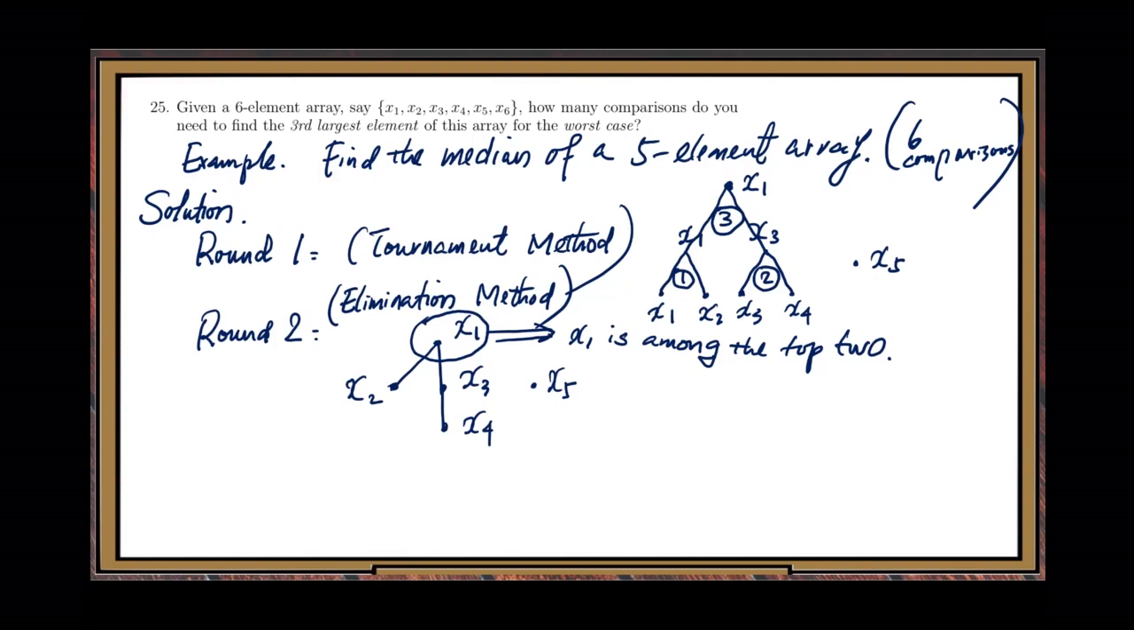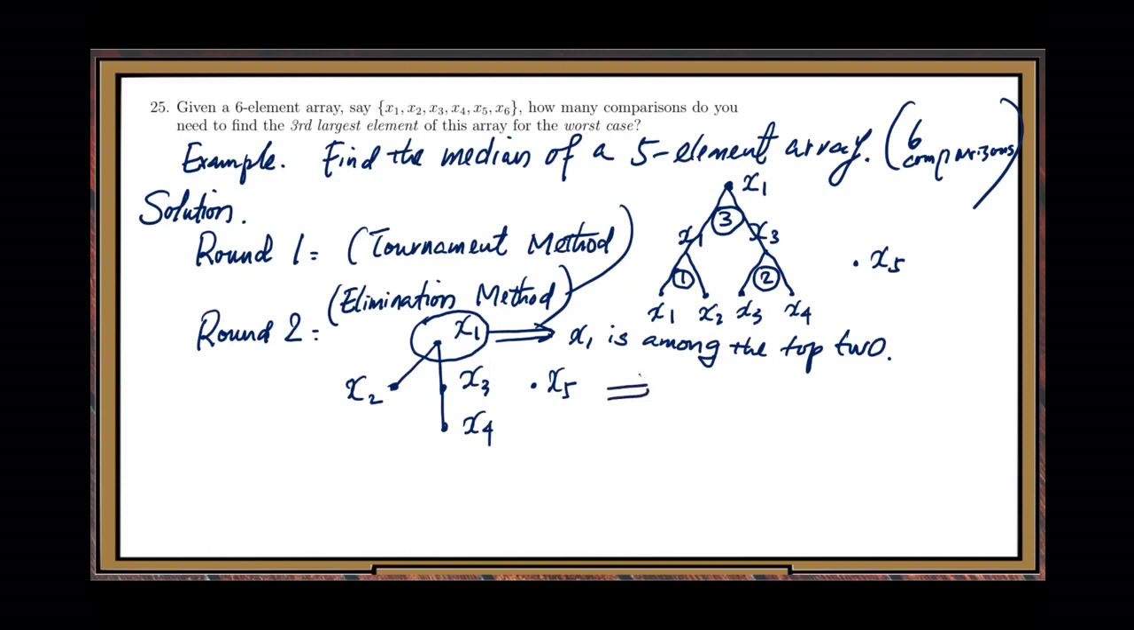So remember in the previous slide, I wrote, you can determine one element that is among the top 2, but you do not know if it is the largest or second largest. Here you see this concrete example, x1 is among the top 2, but you do not know if x1 is the largest or second largest. That could happen.